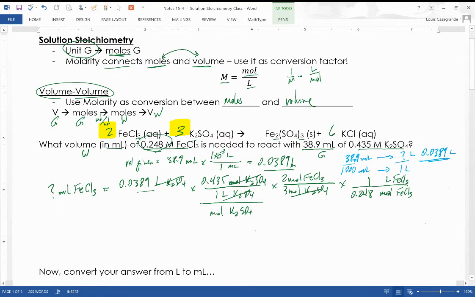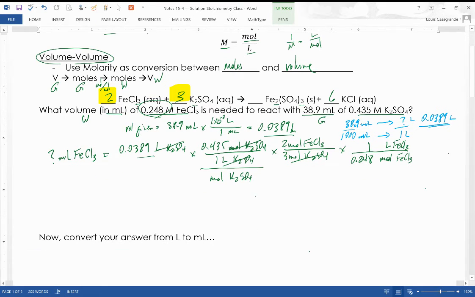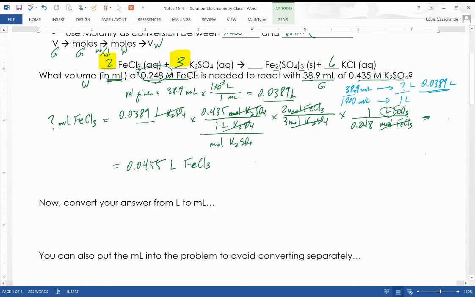Now, the first thing I'm going to do, and I needed a little room here, so I'm going to come down here, is do this whole calculation. Moles cancel out, giving us liters. So let's get liters first. If we do this whole calculation, we're going to get 0.0455 liters of the FeCl3 solution. But remember, I asked you for milliliters, so I need to convert my answer from liters to milliliters. Let's go ahead and do that.